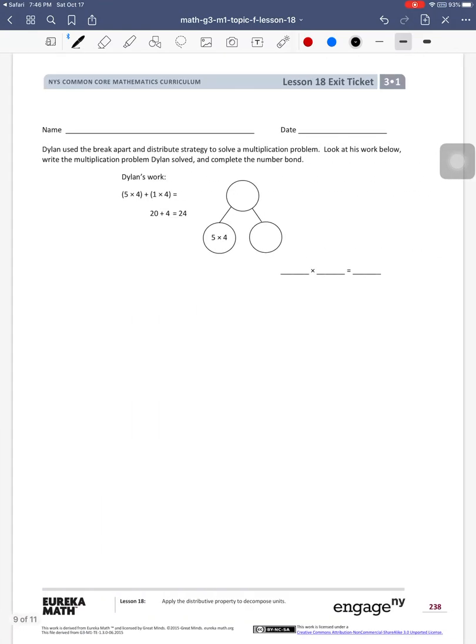Dylan used the break apart and distribute strategy to solve a multiplication problem. Look at his work below. Write the multiplication problem Dylan solved and complete the number bond. All right, so we have 5 times 4 over here. So then this would mean the other circle is the 1 times 4. What is 5 plus 1 equal? Right, 6. So up here would be 6 times 4. So 6 times 4. And what does 6 times 4 equal? It gives us the answer right here, 24.